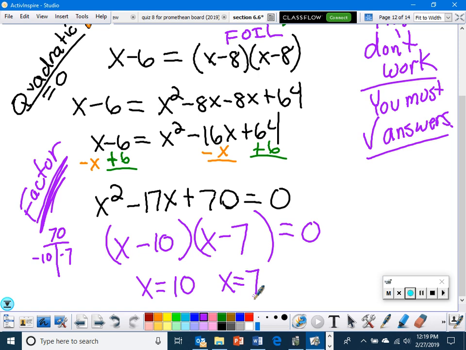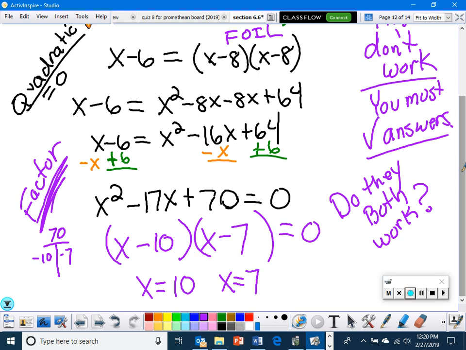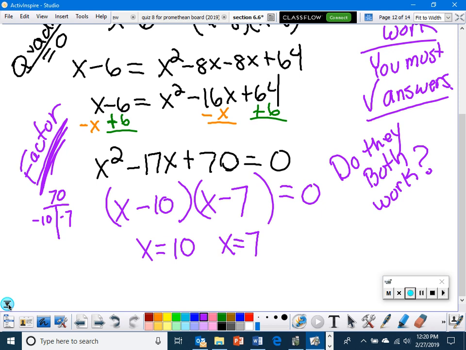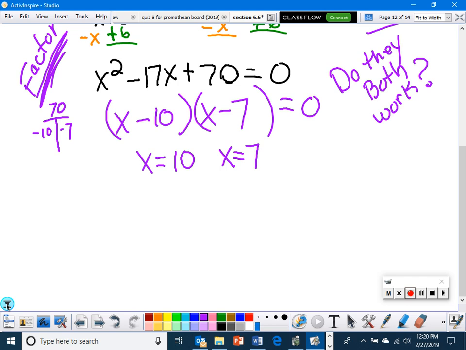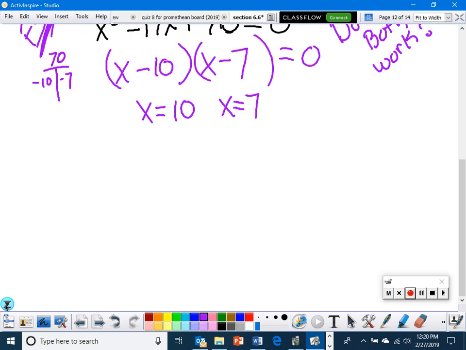Do they both work? All right, well, we're going to have to find out. So I'm going to move this down a bit. And we're going to have to use the original problem to check it. So these are the 2 answers that we get. We don't know if they're both going to work.